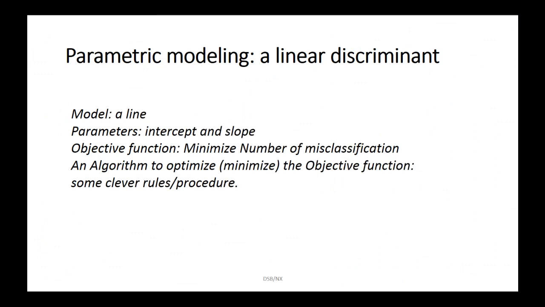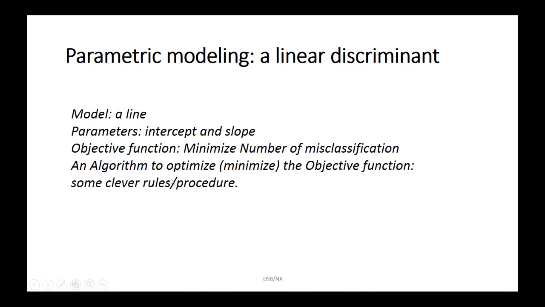So now in the case of a linear discriminant, the model is a line which is controlled by two parameters, intercept and slope. Our goal is to adjust the value of the intercept and slope so that we can minimize the number of misclassifications. A perfectly separating line will result in 0 misclassification. We refer to this goal as the objective function in parametric modeling jargon.